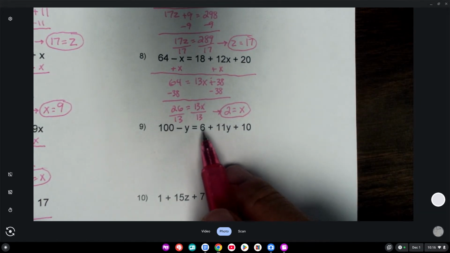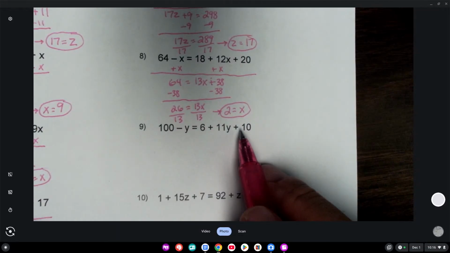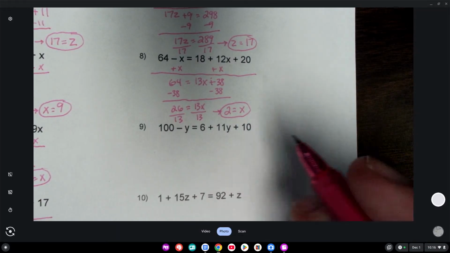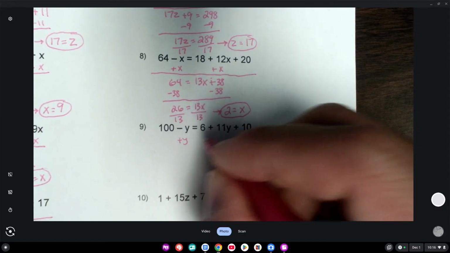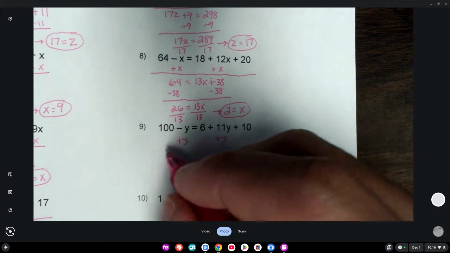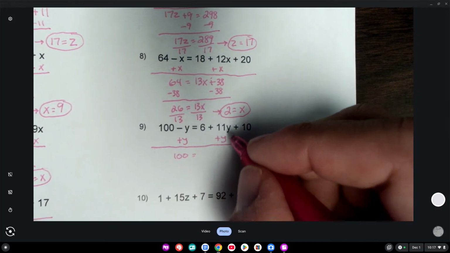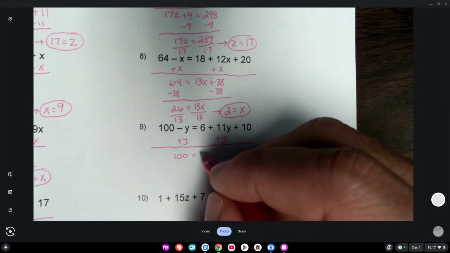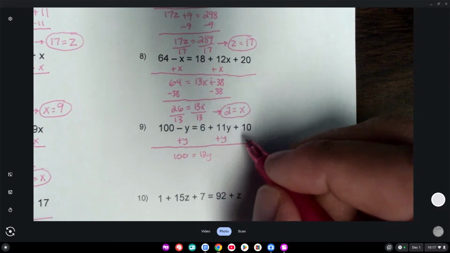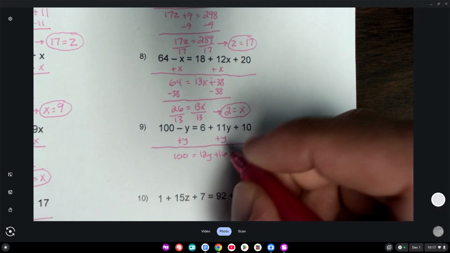Alright. We're going to have like terms again here, 6 and 10. We have 3 terms on this side, so I know I'm going to have some like terms. I'm going to add a y to both sides. So I'm left with 100 on this side, equals 11 plus 1 more y makes 12y. 6 and 10 makes 16.